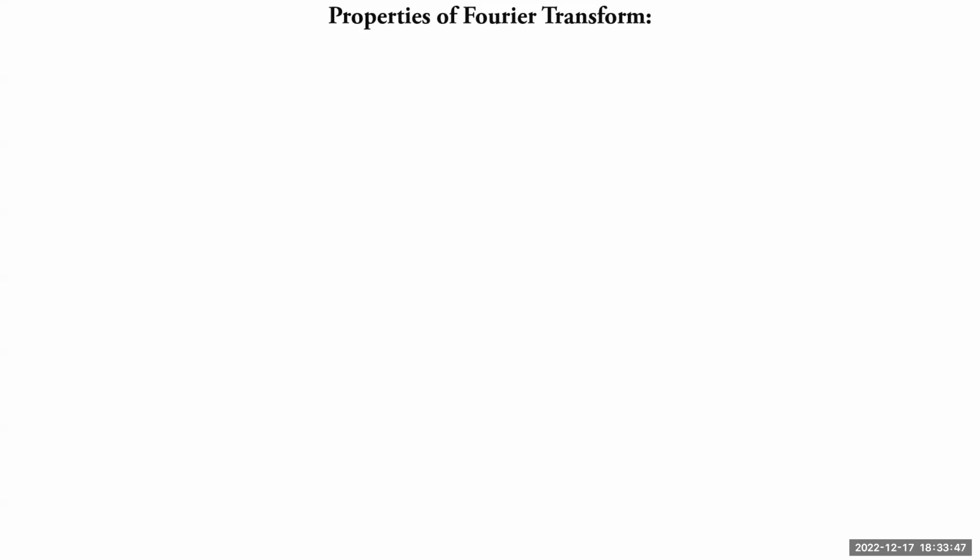As mentioned, if x of t is transformable to X of omega, then if you make any changes in x of t, what is the impact on the Fourier transform? And that is given by the properties of Fourier transform. Consider the first property, duality.